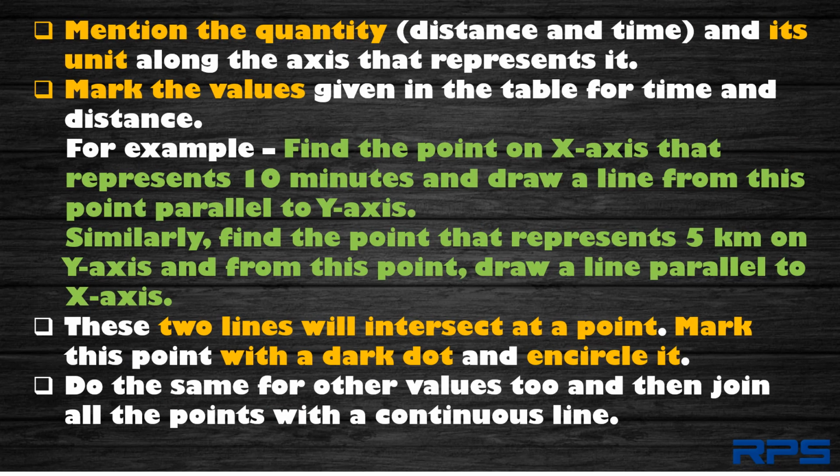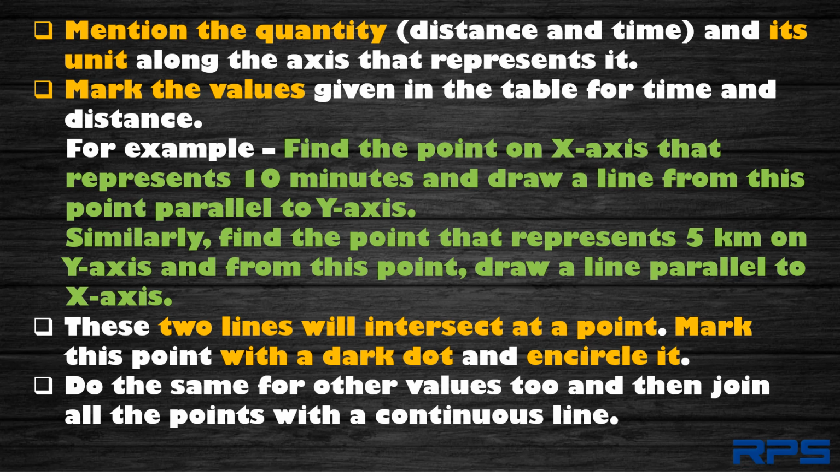Mention the quantity and its unit along the axis that represents it. Mark the values given in the table for time and distance. For example, find the point on x-axis that represents 10 minutes and draw a line from this point parallel to the y-axis. Similarly, find the point that represents 5 km on y-axis and from this point, draw a line parallel to x-axis. These two lines will intersect at a point. Mark this point with a dark dot and encircle it.